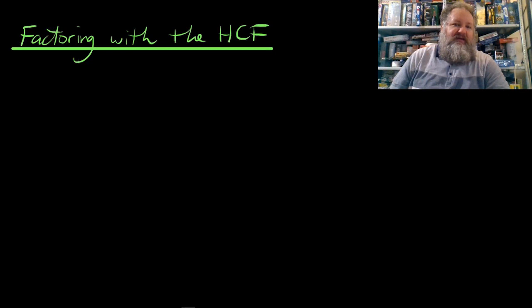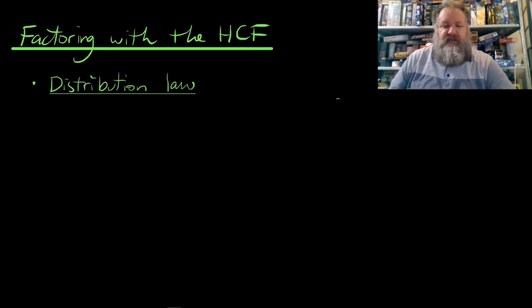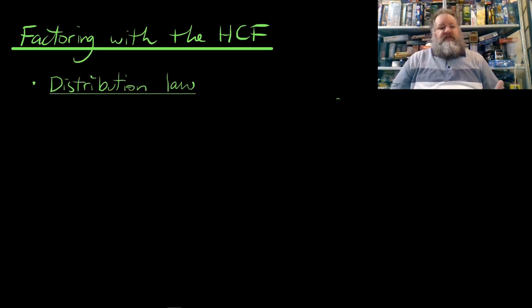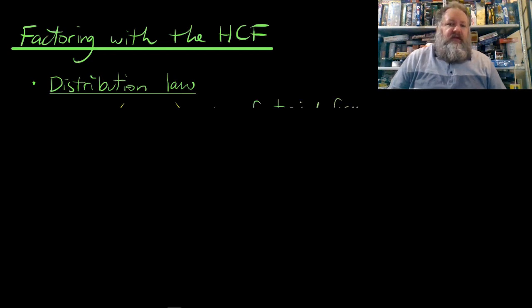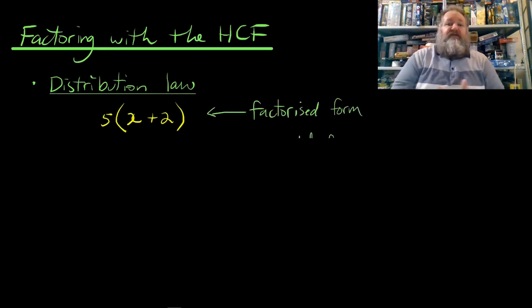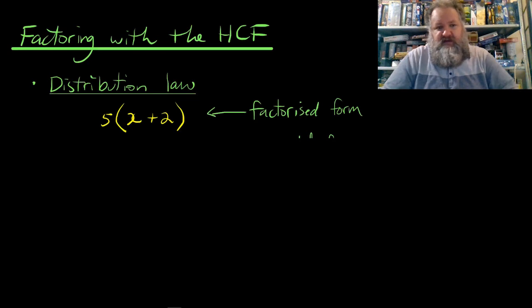Okay, let's talk about how we can use this highest common factor to help with factoring. You will recall from previous work the distribution law. Now we can distribute things that are outside a pair of brackets, right? Here's just an example. We've got a factorized form. We've got 5 outside of x plus 2.